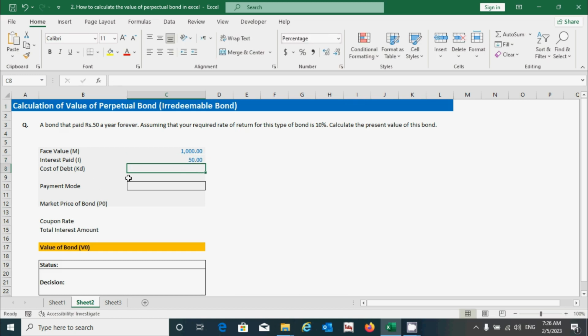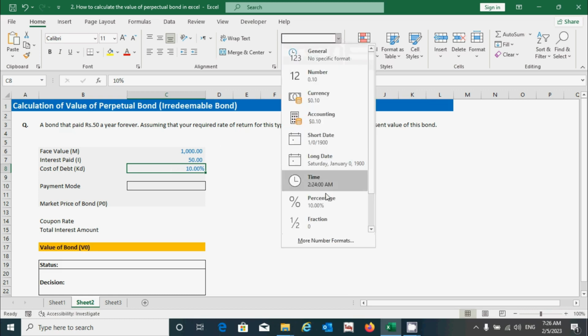Alright, now cost of debt. You can see that assuming that your required rate of return for this type of bond is 10%. Remember one thing, required rate of return or cost of debt are both the same, but the coupon rate is a different thing. Okay, so here I'm going to put the 10% here. Now make sure that you have changed this cell format from general to percentage by using this menu.